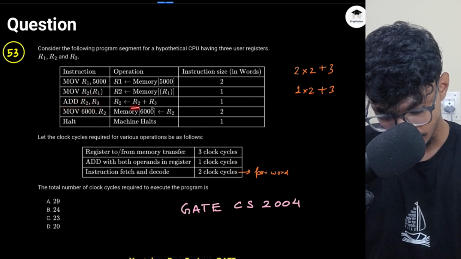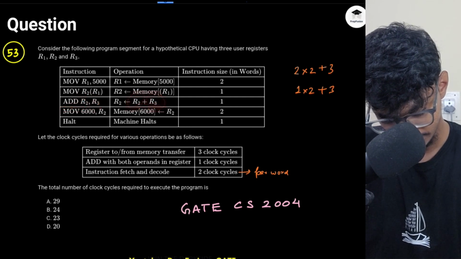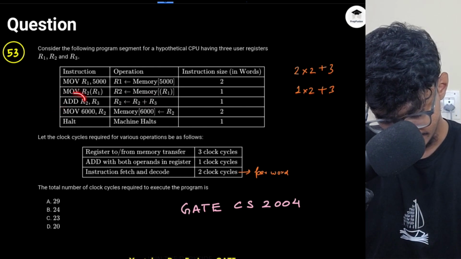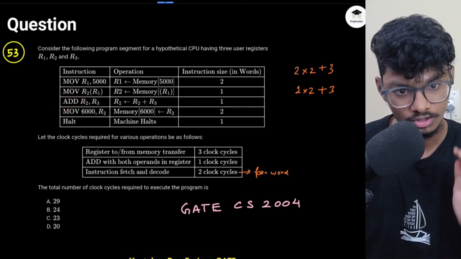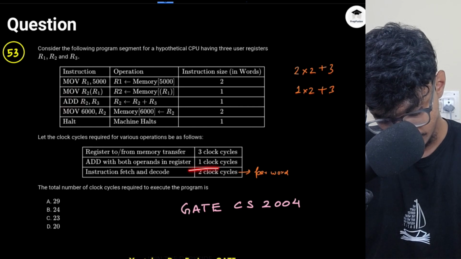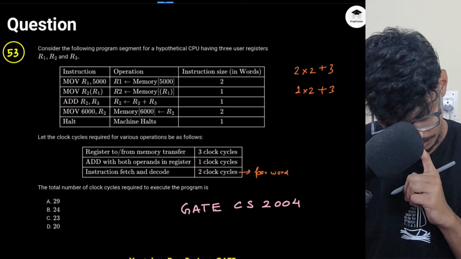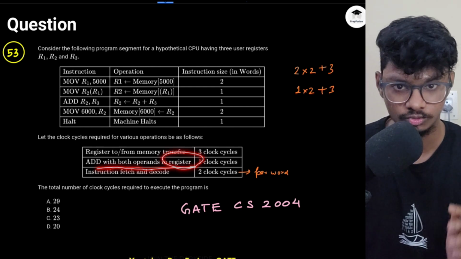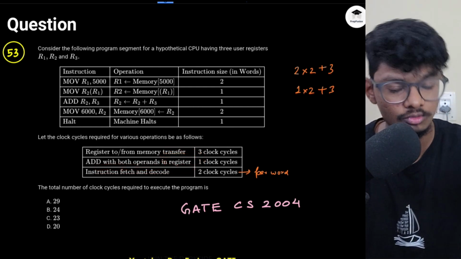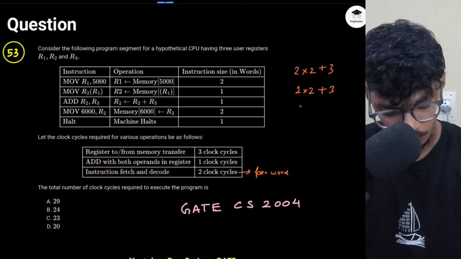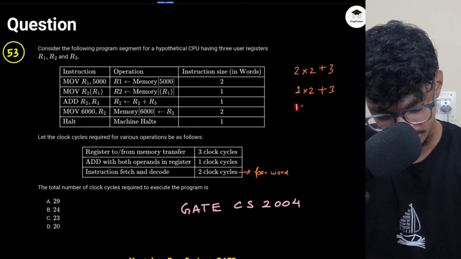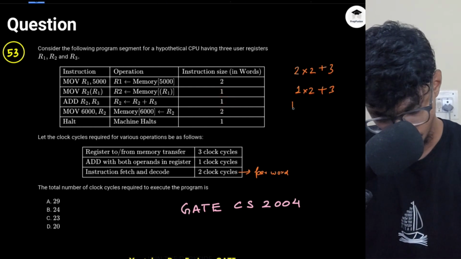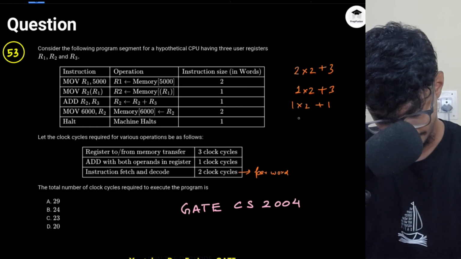Add R2 R3 means R2 plus R3. So I'm doing just this add operation, and it will take me 1 clock cycle. They have told me it is an add with both operands in registers, so it will not take any extra clock cycle to load it somewhere. So 1 plus, to fetch the instruction it is 1 times 2, because it is a 1 word instruction, so 1 times 2 plus 1.